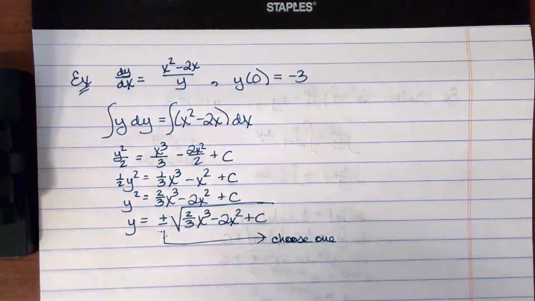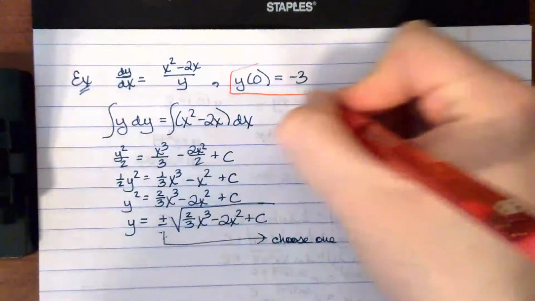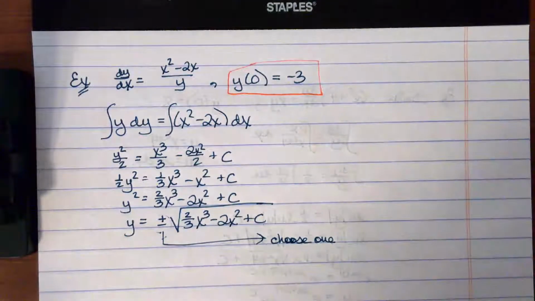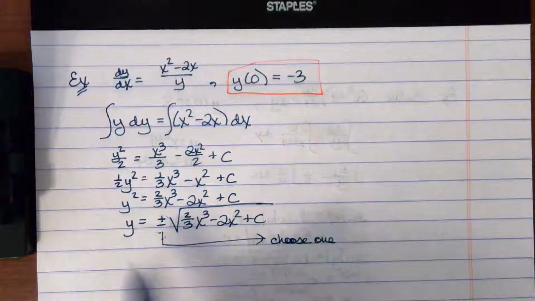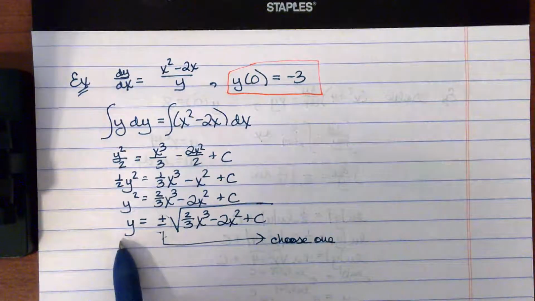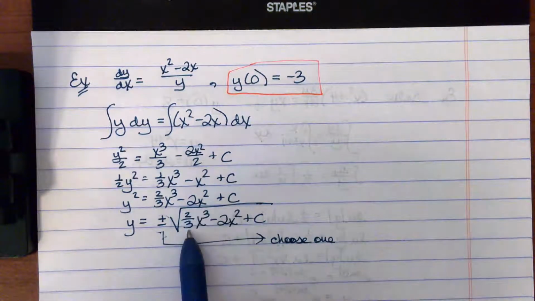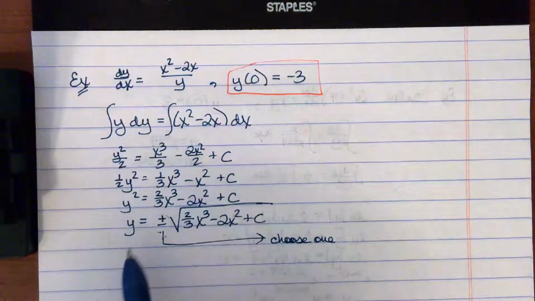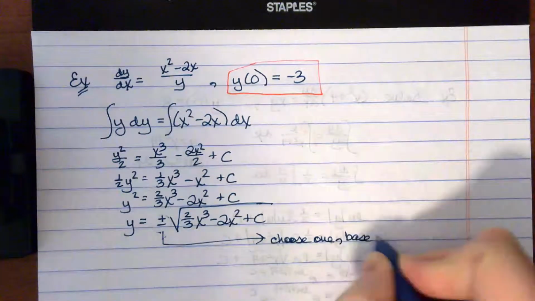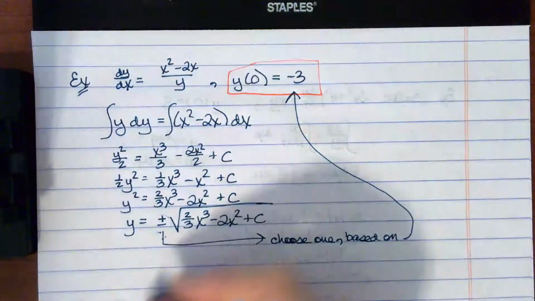How am I going to do that? I'm going to go back to that initial condition that I gave you, where I told you y of 0 equals -3. Now, if I want to be able to plug in 0 and have it equal -3 for a y value, I think I need to take the negative square root, because the square root always gives a positive answer. How are we going to get a negative y value? We're going to make it negative. We're going to choose one of those based on what our initial condition is. In this case, I'm choosing negative.